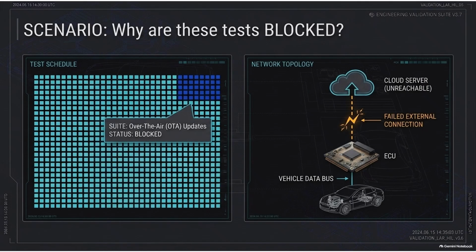Why would an OTA, over the air update test, be blocked here? In this case, the ECU is fine here, but the cloud server is unreachable. If the road is closed, you can't test the car.